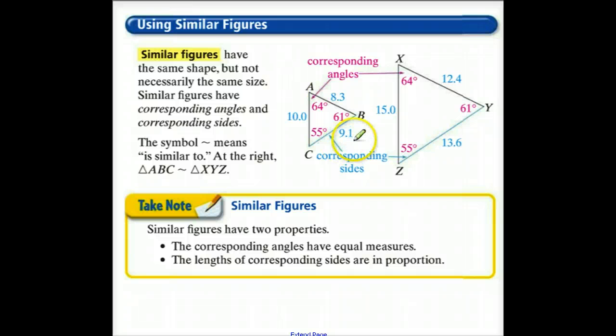The important thing to note about similar figures is even though they're a different size, their angle measures, 64, 61, 55, are the same no matter the size of the shape. The other interesting thing is their sides, so side AB corresponds to XY. So 12.4 might not equal 8.3, but all of their side lengths in comparison should be in proportion.